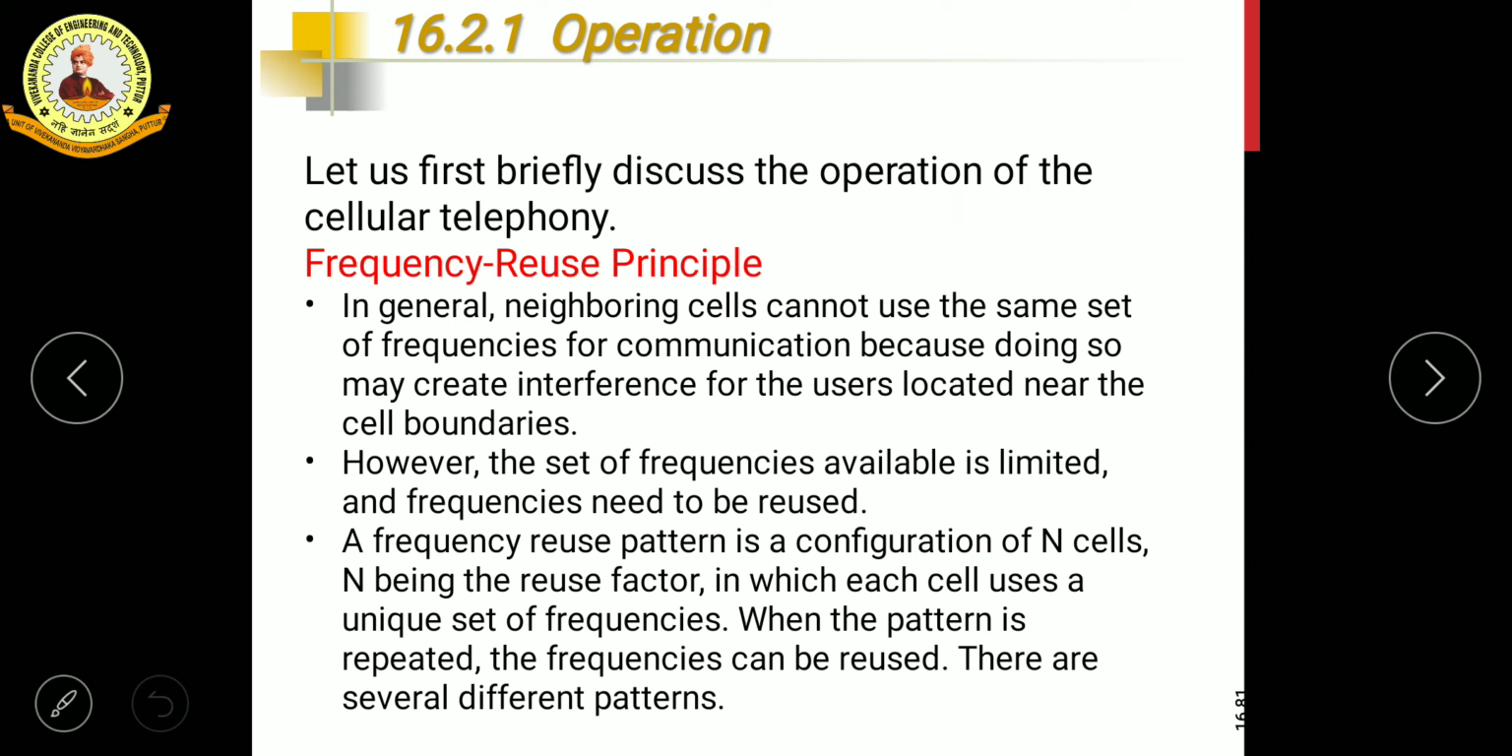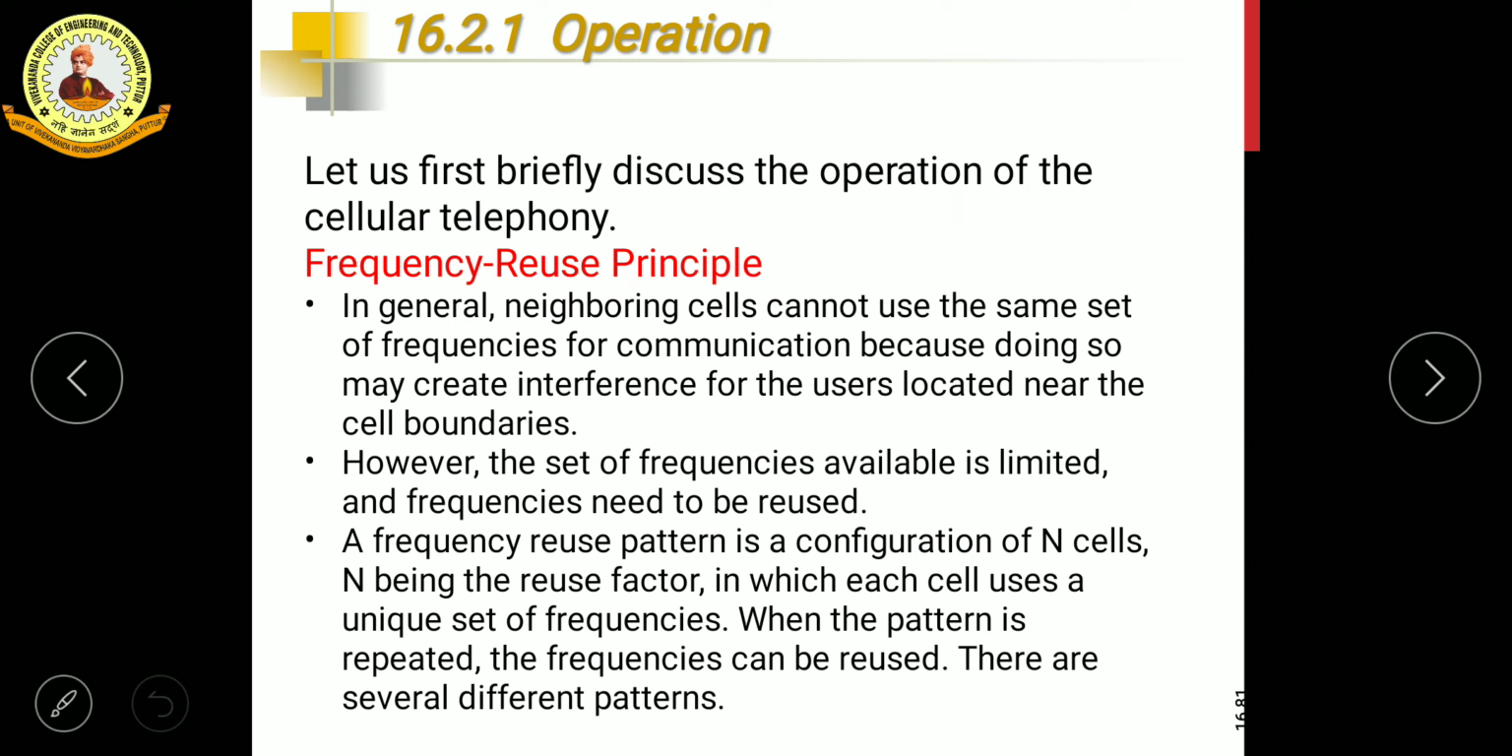Okay, then the operation of your cellular system. This is an important question. A question may be asked as, explain the operation of the cellular system. It is in the 5th module. It will be asked for 10 marks. So what are the things you have to discuss? We will discuss the operation of cellular telephony.